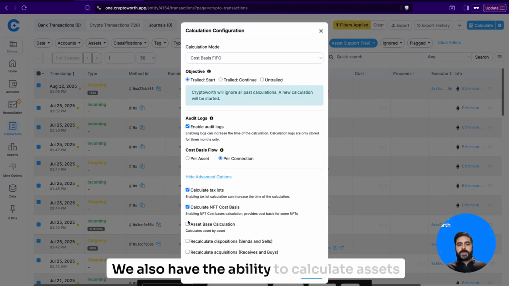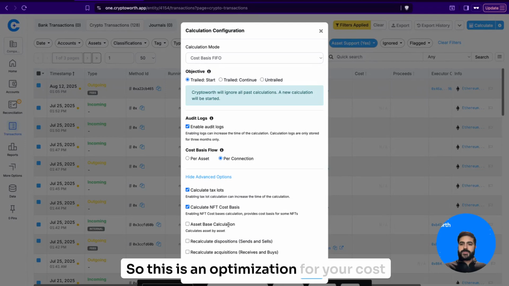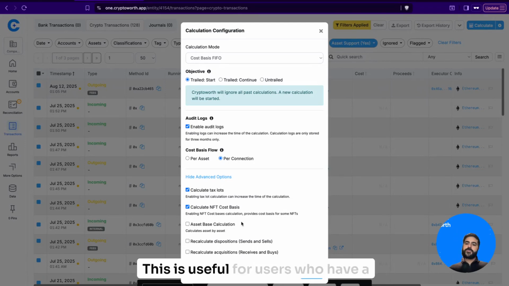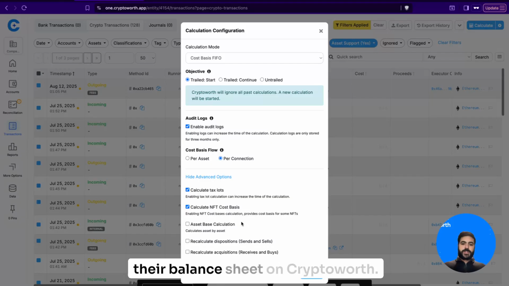We also have the ability to calculate assets by asset. This is an optimization for your cost basis calculation. This is useful for users who have a significant amount of unique assets within their balance sheet on Cryptoworth.